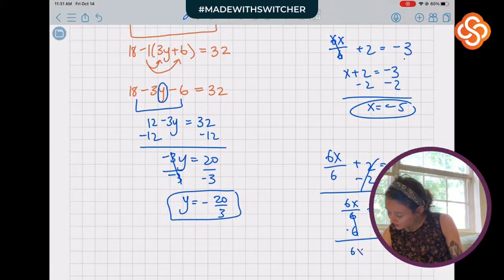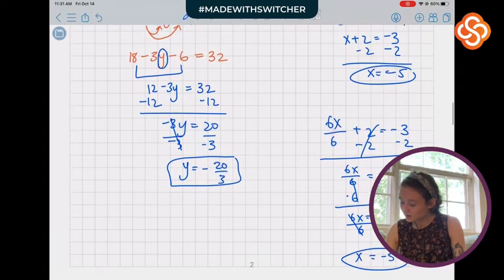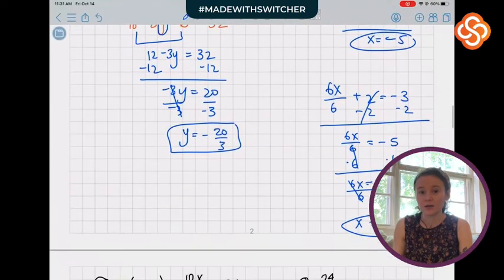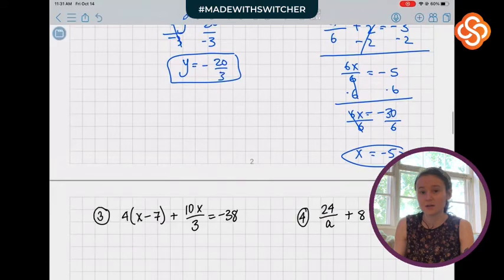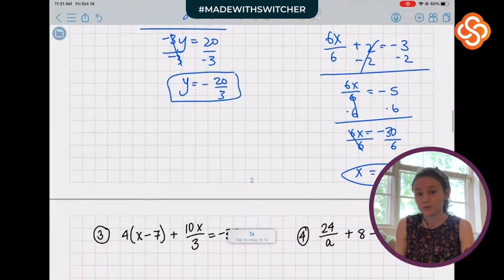I'm left with 6x is equal to negative 30. Then I can finally divide by 6, and I will get negative 5. So same answer. Clearly this way is longer to do. And maybe you cannot see all that from my circle. So anyway, here it was.